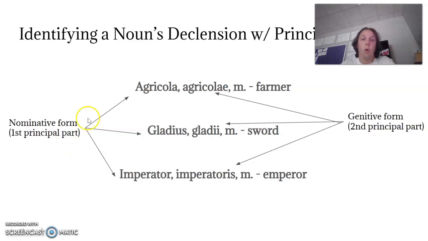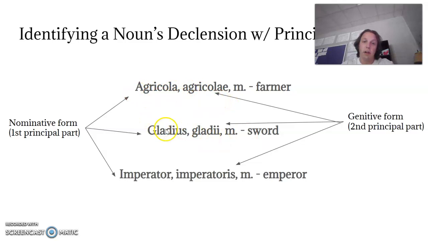When you're given a word, you will be given what are called the two principal parts, the first principal part and the second principal part. The first principal part will be the nominative singular form of the noun. In this case, agricola, gladius, imperator. These are the nominative forms of these nouns. The second principal part, agricolae, gladii, and imperatoris, these are the genitive form, that possessive form we talked about at the end of part 1.